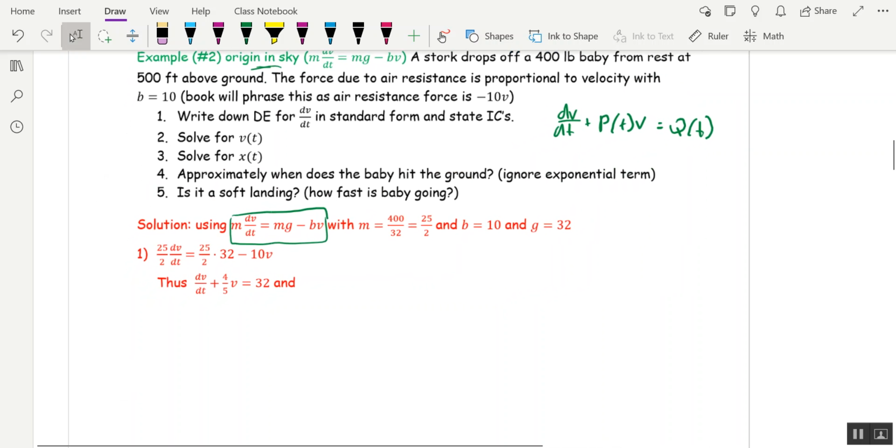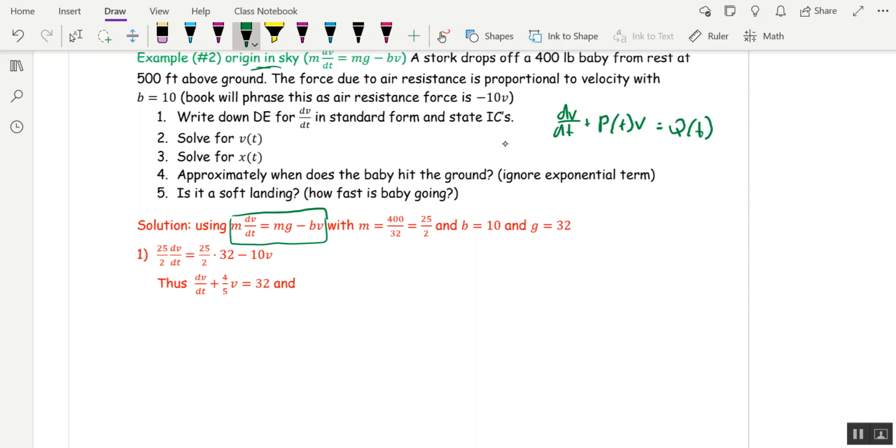So I went ahead and started this for us because there's no reason for you to see me do arithmetic. I put in 2/25 for M into this equation. I put in B is 10 and I put in G is 32. Then I multiplied both sides by 2/25 and put it in the correct format, dv/dt plus p(t) v is q(t). And so now the only thing left to do in part 1 is state the initial conditions. v(0) is, okay, the baby's dropped from rest. That's code for v(0) is 0. And then, comma, x(0).